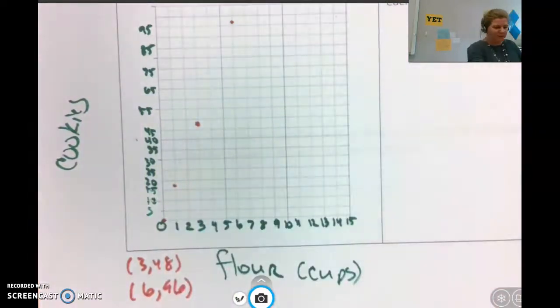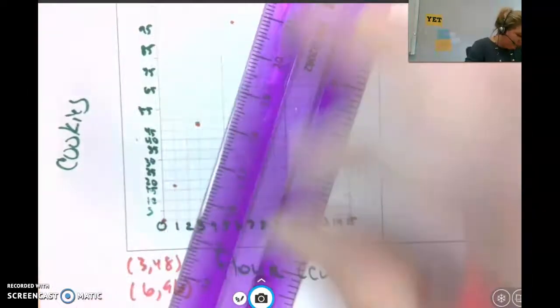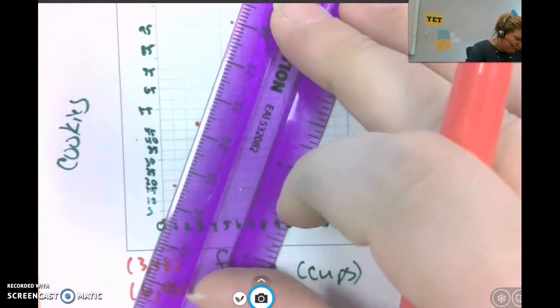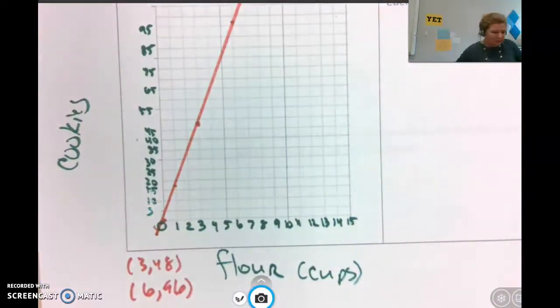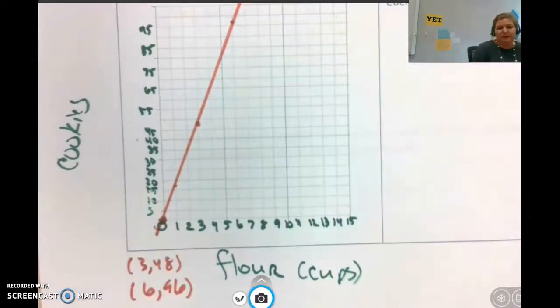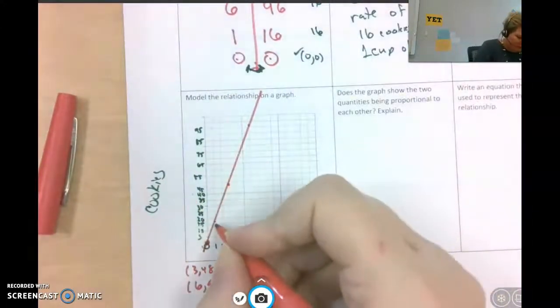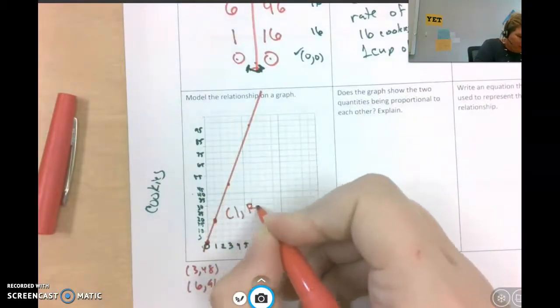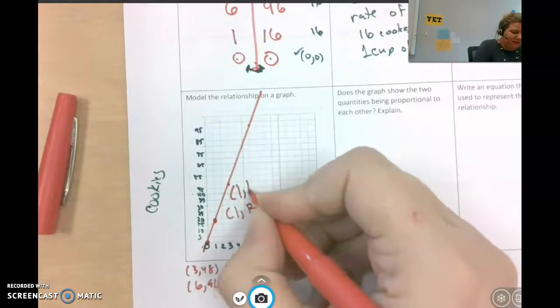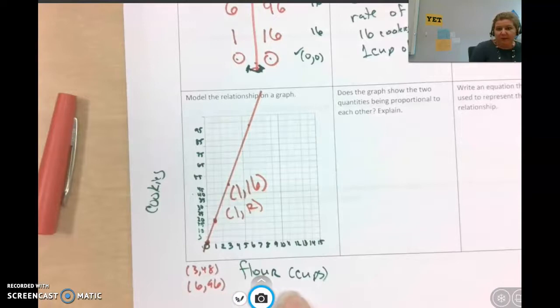So I'm going to connect those points. I'm actually going to use my ruler to do that. You could use a piece of paper if you don't have a ruler at home. All right, there we go. So when I'm looking here, there's several important things happening. (0, 0) must be one of the points in order for this to be a proportional relationship. That has to be one of the points. Another thing that is happening, when you have a proportional relationship, this point (1, r), that is your unit rate. In this case, it's (1, 16), meaning there are 16 cookies per cup of flour.